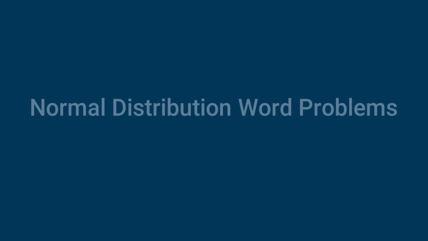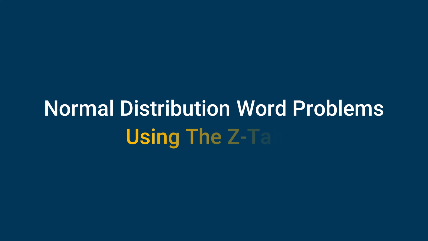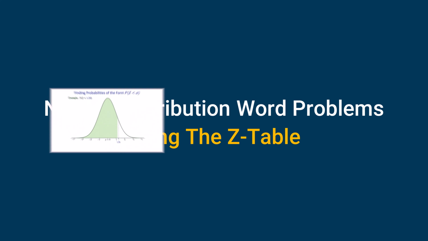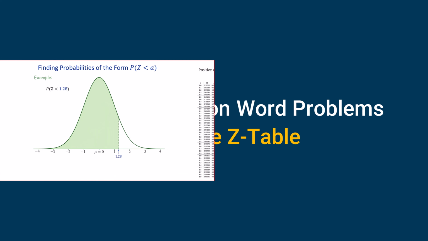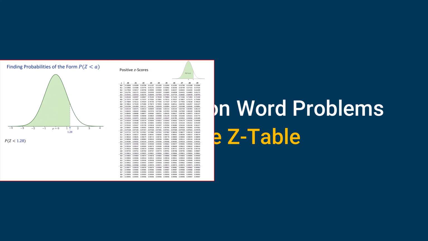Hey there. In today's video, we're going to look at how to solve normal distribution word problems using the z-table, aka the standard normal table. This video is a continuation of my last video on finding probabilities using the z-table, so if you haven't seen that video yet and you don't feel comfortable looking up probabilities using the table, I encourage you to watch that video first.